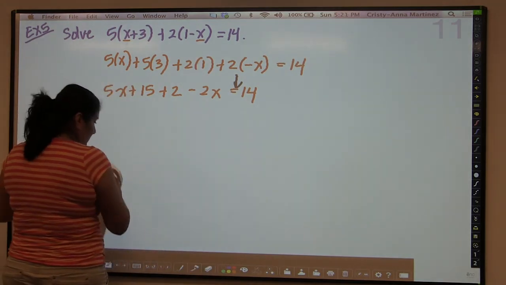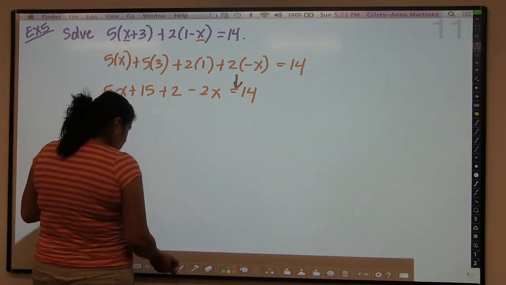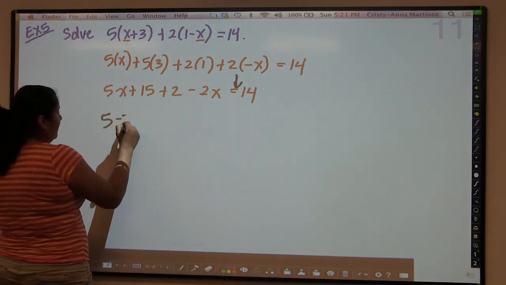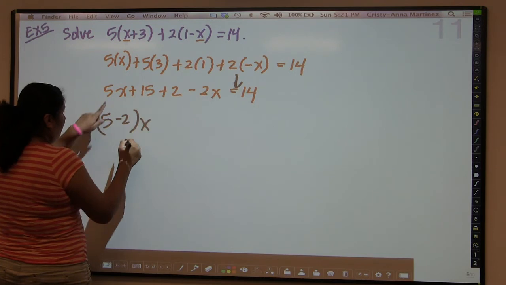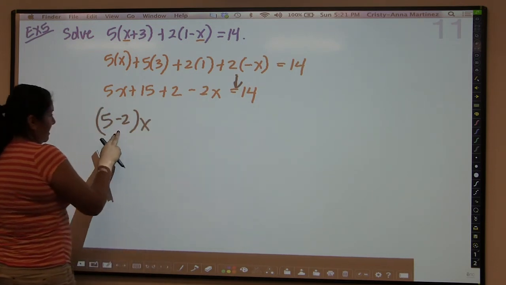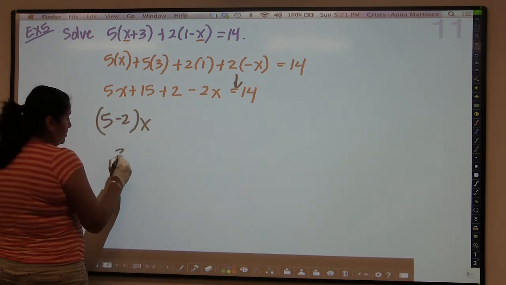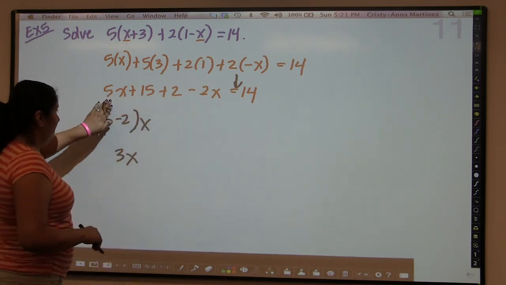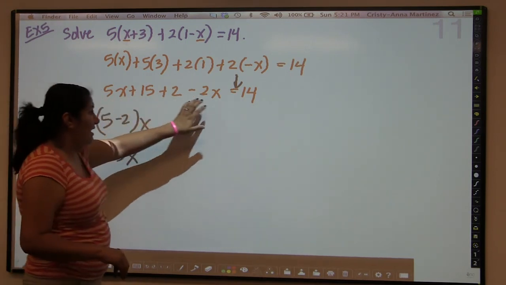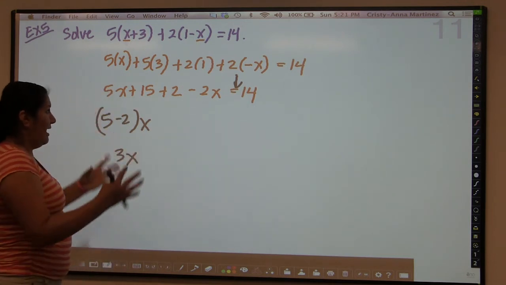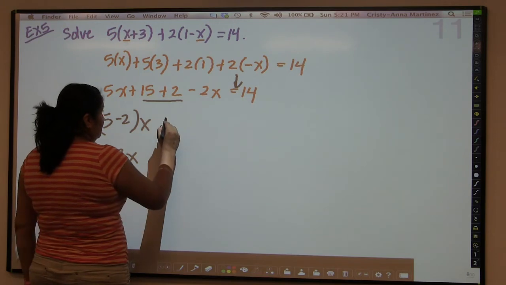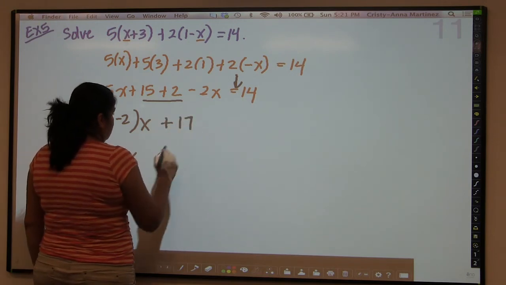Another way of looking at it is to do kind of backwards distribution, where we're taking 5 minus 2, the coefficients of the x's, like this, but again, 5 minus 2 is 3, so either way you get 3x. But again, do not add the 2x to the 5x, do not subtract the 5x to the negative 2x, just simply add those two together. Same is true here. 15 plus 2 is 17.